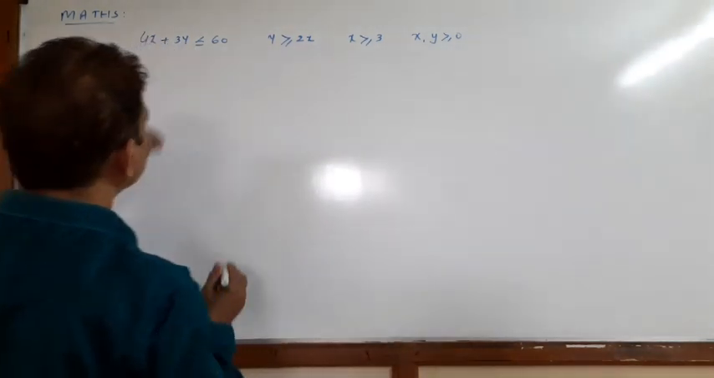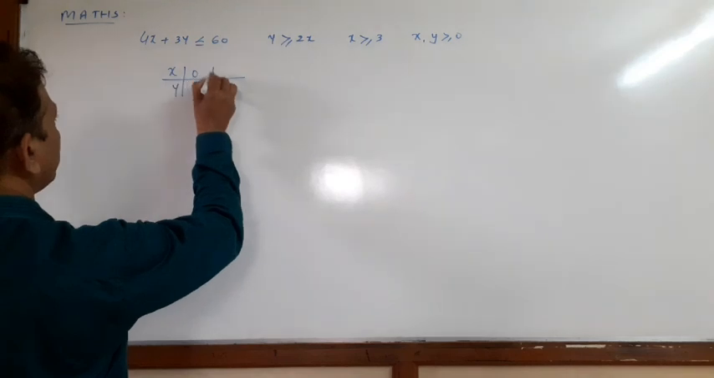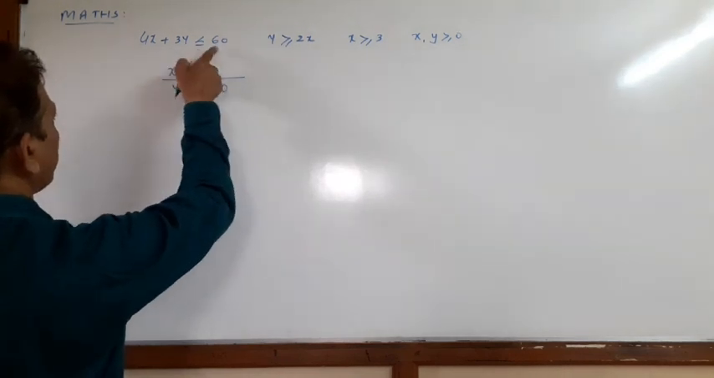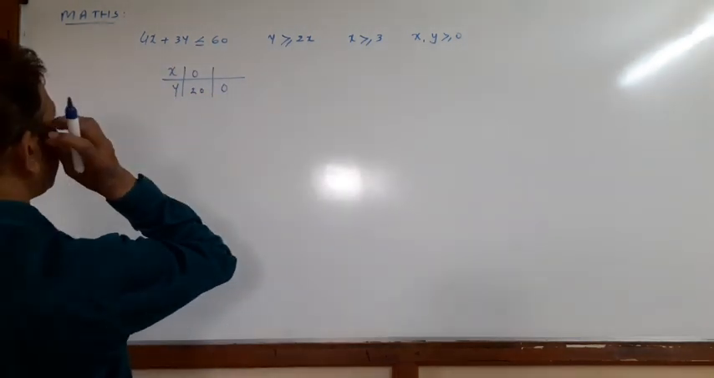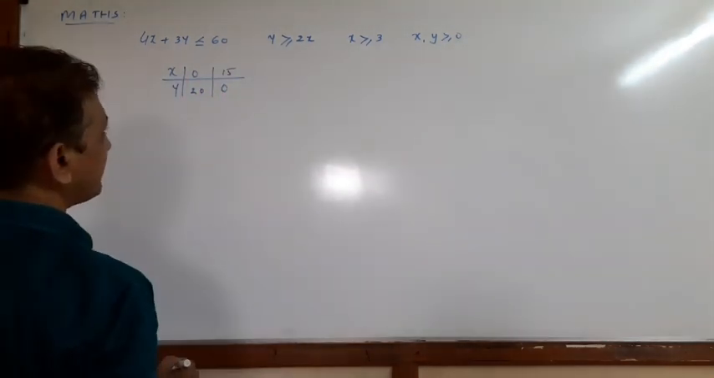First we set the table x, y. X 0, 3y equal to 60, y 20. Y 0, 4x equal to 60, x equal to 15.